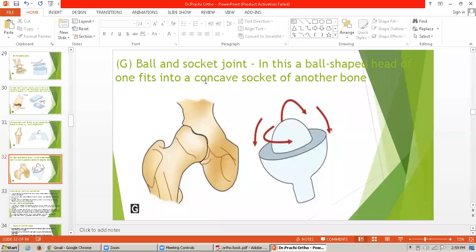So next is the ball and socket joint. In this, a ball-shaped head of one fits into a concave socket of the other one. So this is a ball and this is a socket. The head of the femur is attached in the pelvic bone as a ball, and this is a socket. So this is a ball and socket joint.